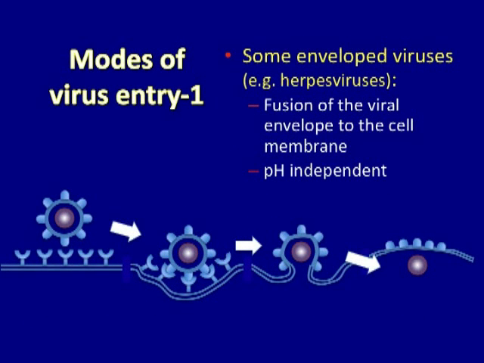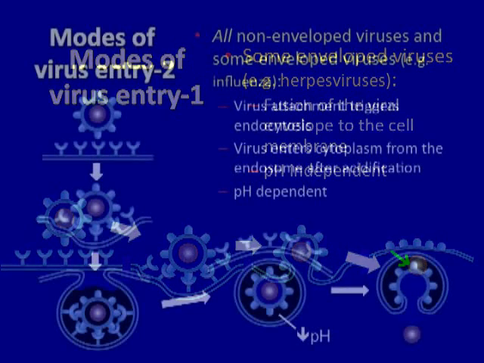There are 2 main mechanisms by which viruses may enter cells. Some of the enveloped viruses will fuse with the cell membrane at the surface. That is, the viral envelope membrane will fuse to the cell membrane. And when this happens, it is a pH-independent process which delivers the nucleocapsid of the virus to the cytoplasm of the cell, as shown in this diagram.